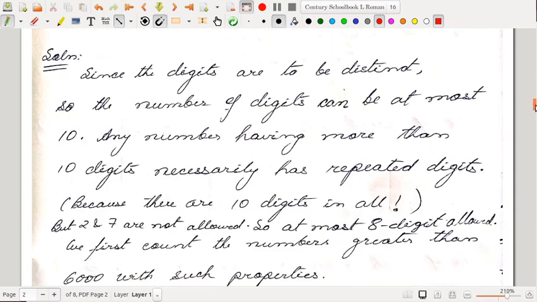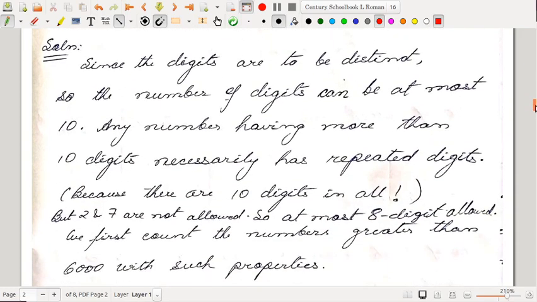Since the digits are to be distinct, what is the maximum possible number of digits that has to be considered? It's 10 only, because any number having more than 10 digits will have repeated digits, obviously, because there are only 10 digits in the whole universe: 0, 1 up to 9.